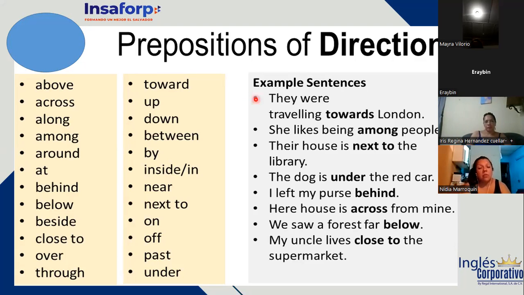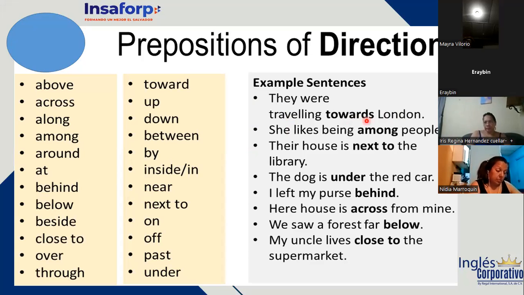So we have some examples here. Arriving, can you please go ahead and help me with number one? They were traveling towards London. Thank you very much. Now, toward, what do you guys understand about that preposition? Do you know the meaning of toward? Does any one of you know or not? Tower is torre. No, that's tower. We say hacia. They were traveling toward London, hacia Londres in that case.